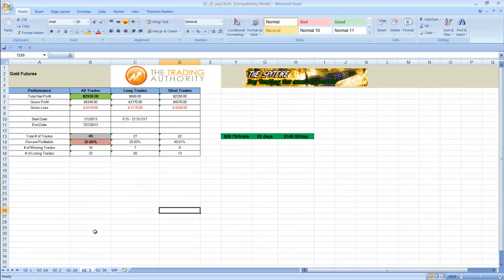Strategy 3. This one did 2,930, 49 trades, but check out this win percentage, 32.65%. If you've been in the live room, you know automatically what's driving this and what's driving that. There's only one thing that can do that, right? How about this? Almost $60 per trade over 20 days, $146.50 per day.